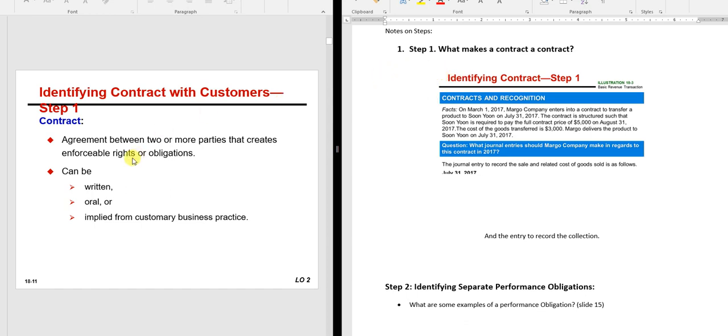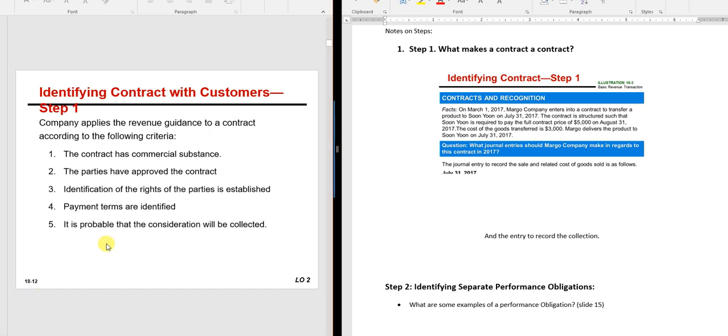So a contract, hopefully we all know what a contract is, and we all know that it can be written, oral, or implied as customary business practice that you're going to do it. The second step is, as far as, I guess we're still in step one, that what makes a contract a contract. A contract has commercial substance.